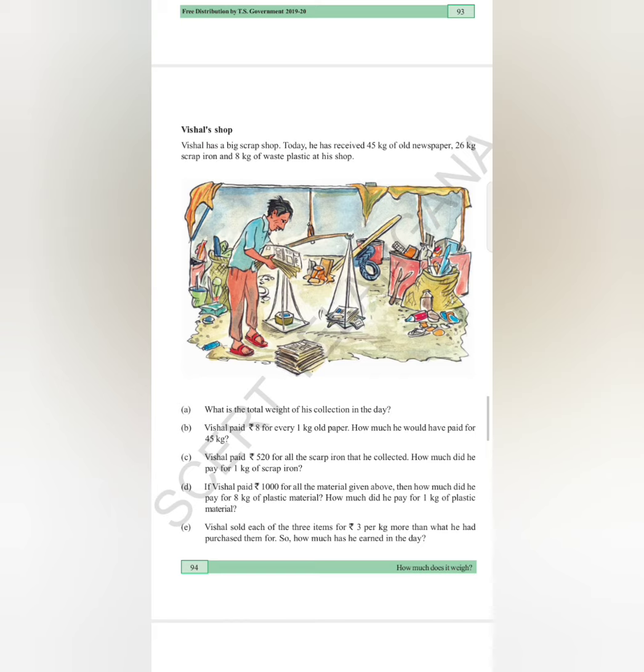So Vishal has a scrap shop. So his collection is given today. So today he has received 45 kg of old newspaper.